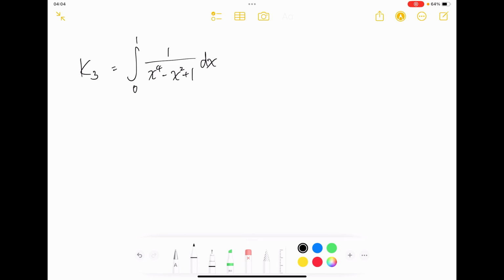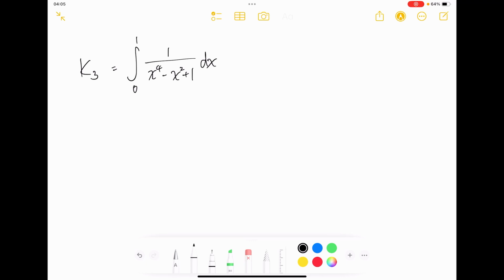I'm going to end up having 4 integrals, believe it or not. So many integrals out of just one integral. But anyways, this is K3. Again, we're going to try to expand the denominator, but then it doesn't really expand well. But we're going to brute force it.